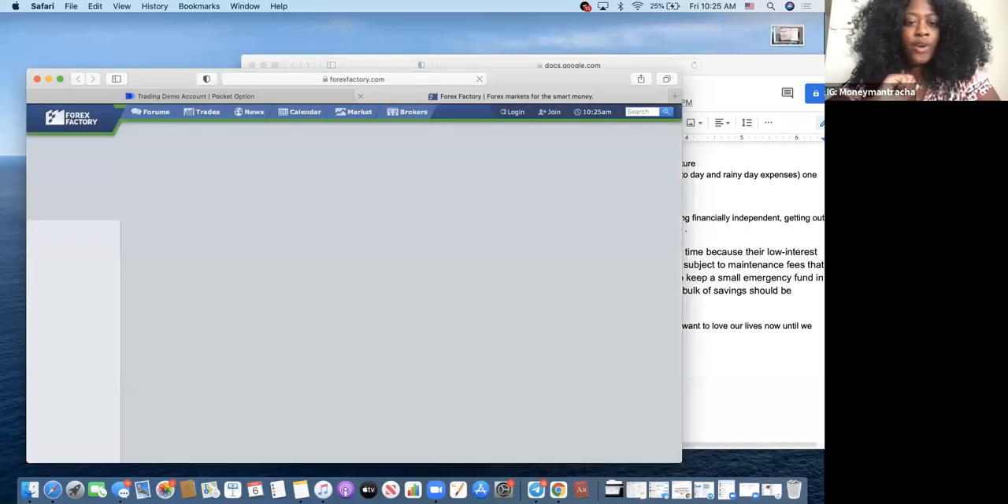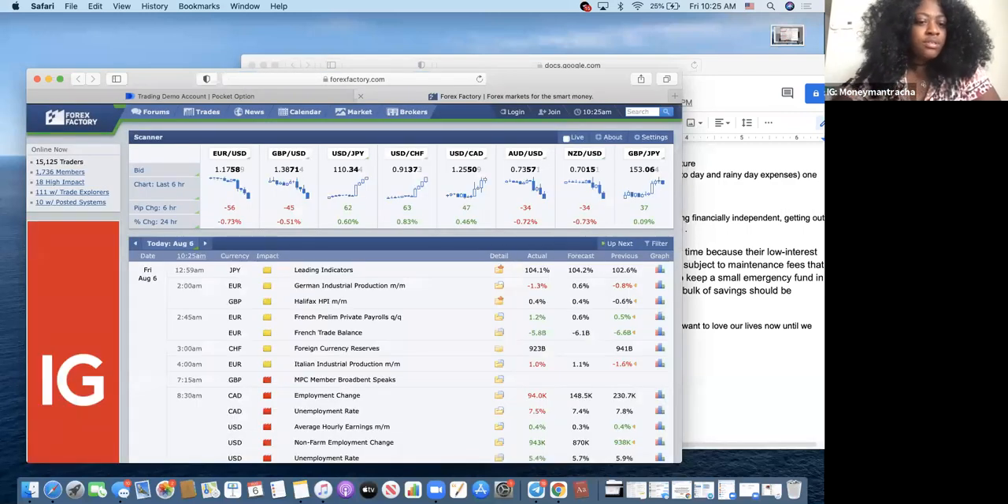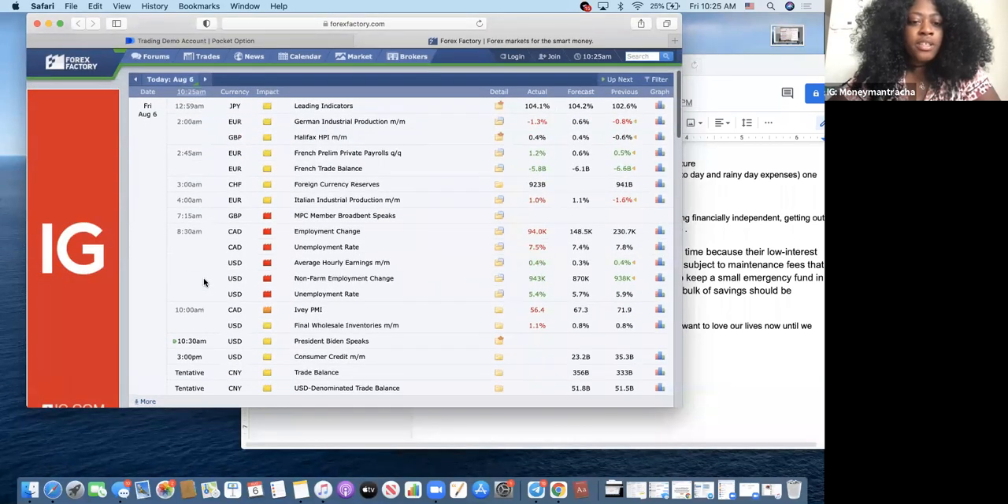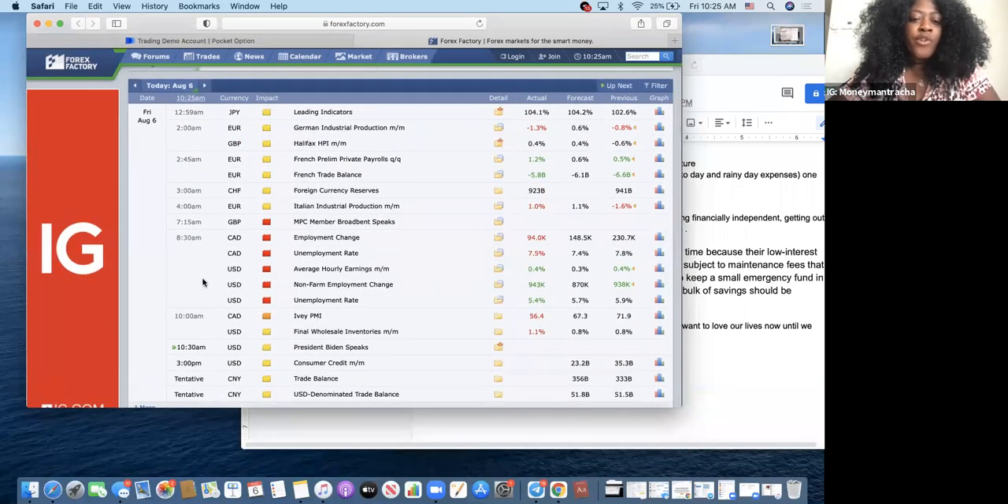So we're just going to check Forex Factory, just so our analysis is not in vain. Look at this. When checking Forex Factory, you want to avoid any currency pair that has a red folder 2 hours before or after the time that you want to trade. Right now it's about 10:30, and I can see at 8:30, which is about 2 hours ago, CAD and USD and GBP all had red folders.